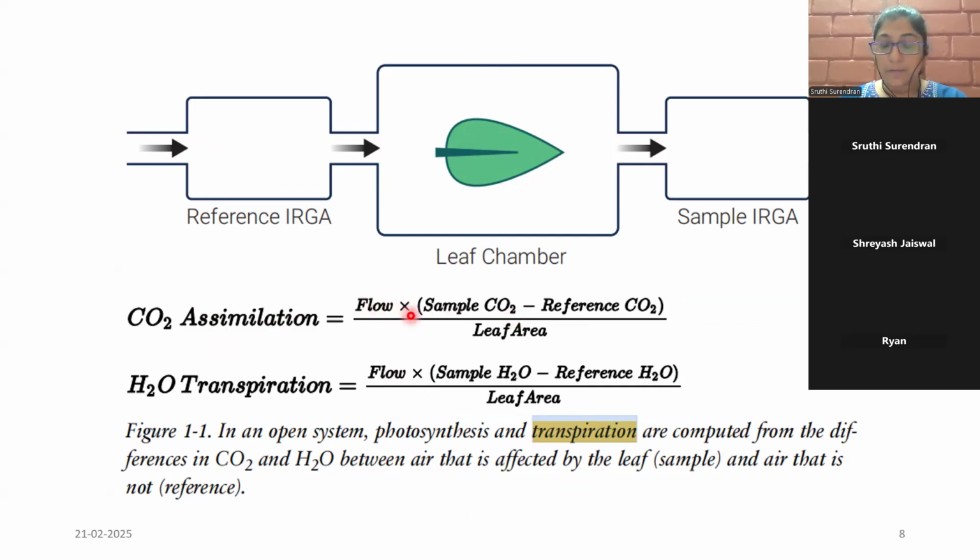When we multiply the flow rate by the carbon dioxide concentration inside the sample minus the carbon dioxide concentration inside the reference chamber, divided by the area of the leaf, we will get the rate of carbon dioxide uptake. Similarly, the transpiration rate can be calculated by multiplying the difference in water concentrations between these two chambers by the flow rate, divided by the area of the leaf.